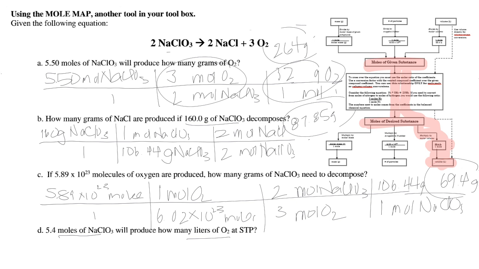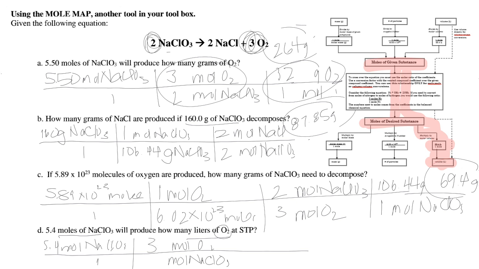So to get it set up, we start with 5.4 moles. Put it over 1. And the first thing I need to do is to use those coefficients. So moles of NaClO3, and I want to get to moles of oxygen. That's what's given in the problem. So I use my coefficients. 3 is in front of oxygen. A 2 is in front of NaClO3.